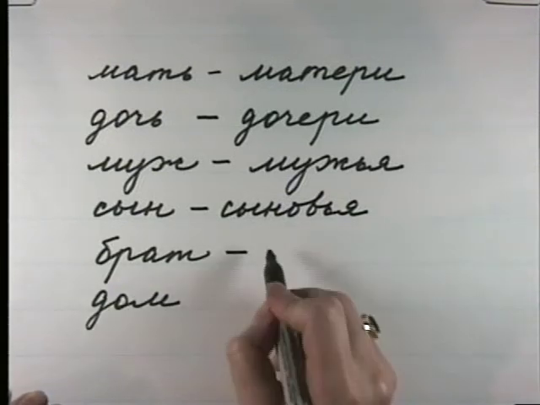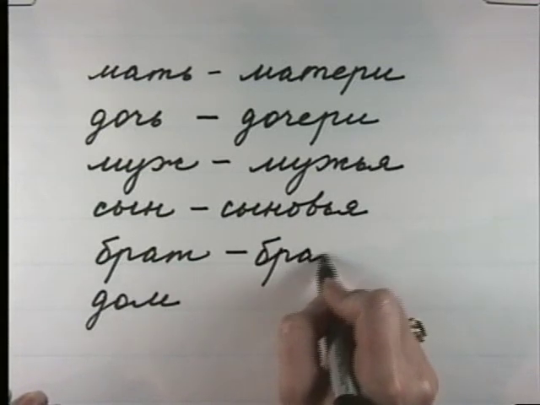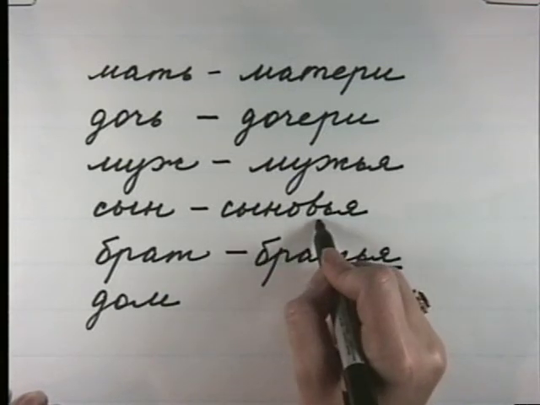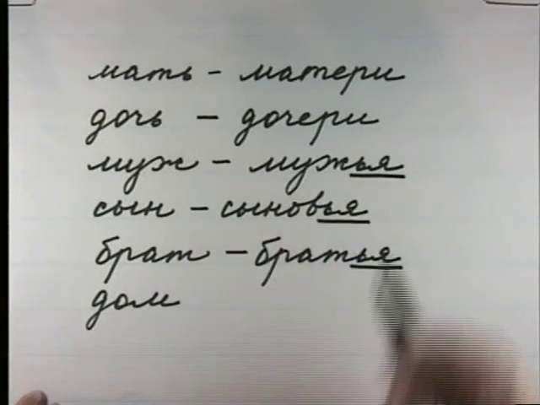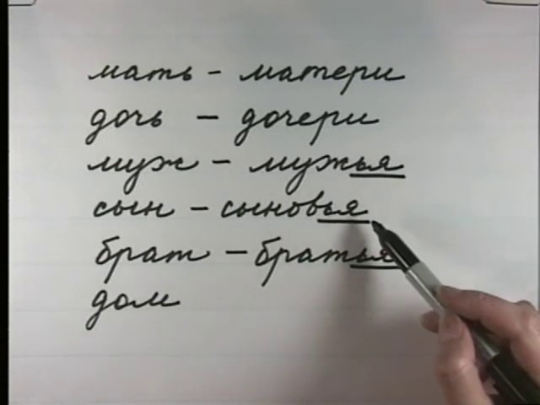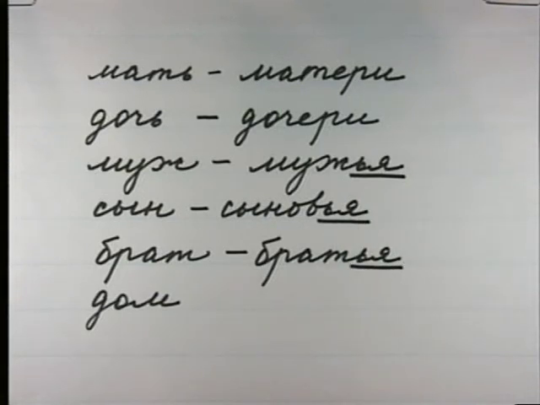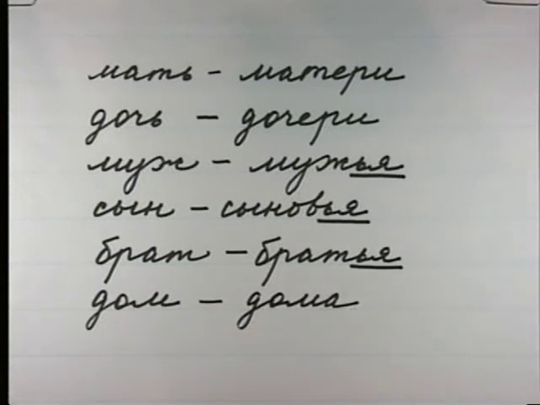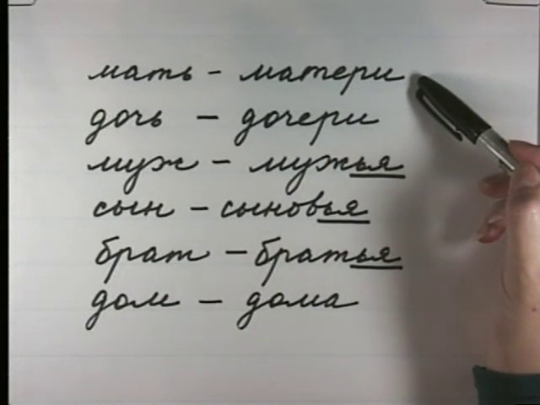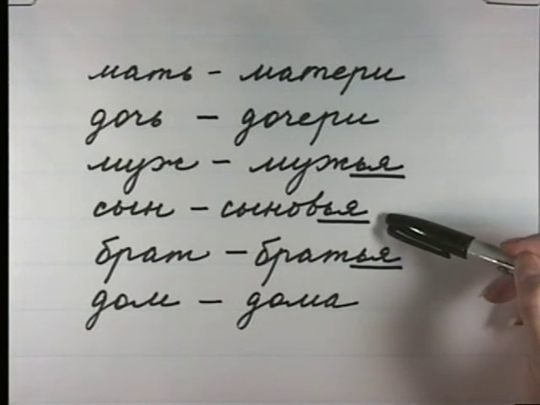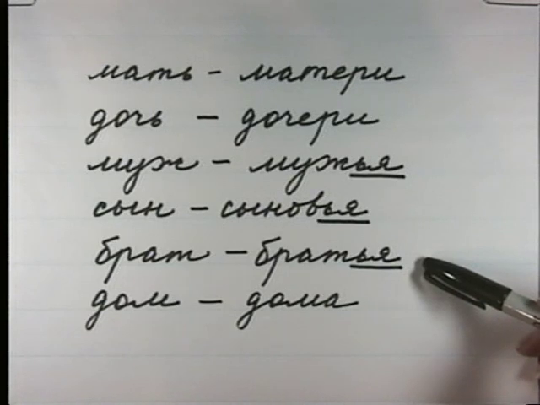Брат. The plural form is братья. I want you to notice what's happening here. Soft sign я. Мужья, сыновья, братья. And do you remember the plural form of дом? Дома. Матери, дочери, мужья, сыновья, братья, дома.